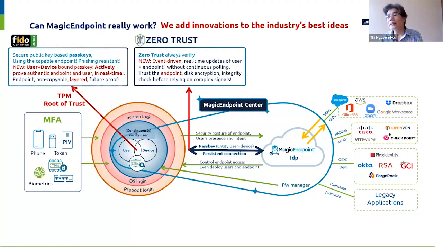Beyond FIDO, we also know that zero trust is the best idea in these solutions. But unlike the word continuous verification, we use event-driven verification because, well, we trust the endpoint. We trust the endpoint to be able to give event-driven updates, and we trust the endpoint because we protect it with full disk encryption, with integrity checks, no manipulation of the code and so on. So with trusting the endpoint, we can perform an unbelievable solution.